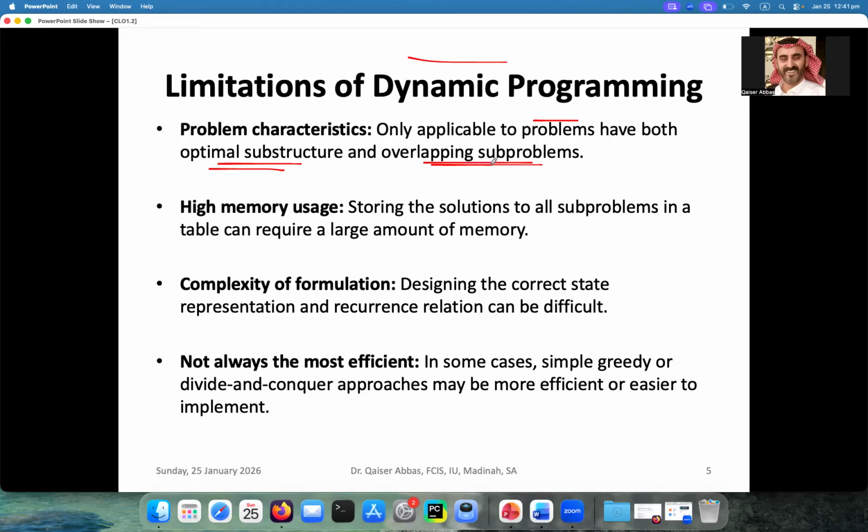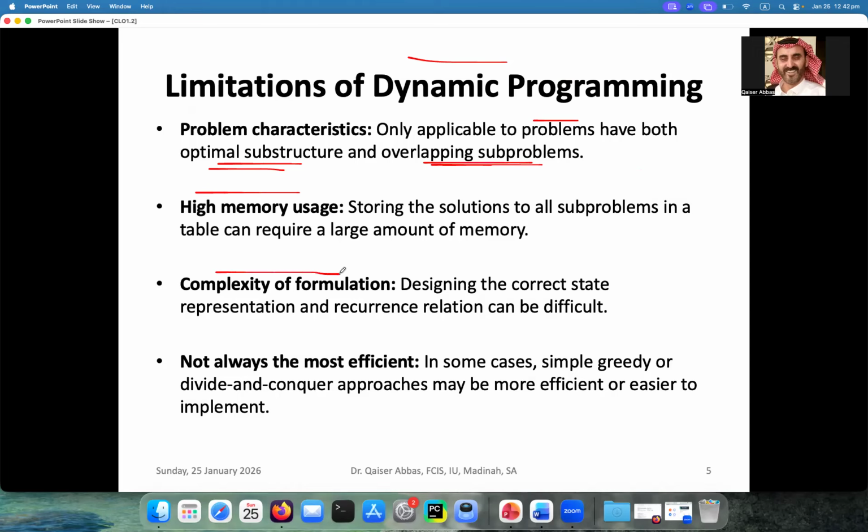This is also a limitation. Next, high memory usage. When we are storing the solutions for the subproblems in an array, there can be many. You can call it an array, you can call it a table or anything. Normally for these problems there are too many calculations, and too many subproblems can exist for a problem, and you have to store the solution for each of them. If you are storing those solutions, then you are using high memory.